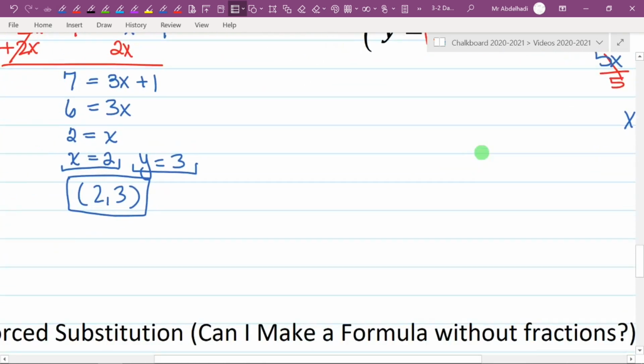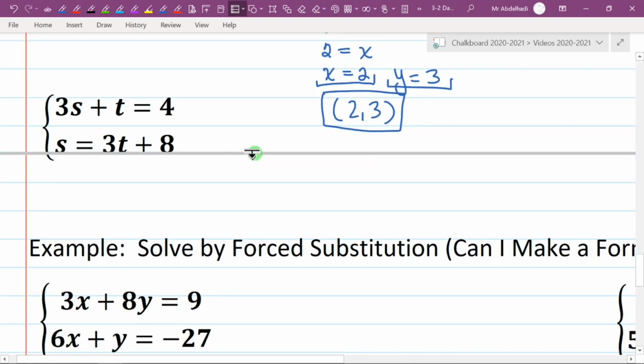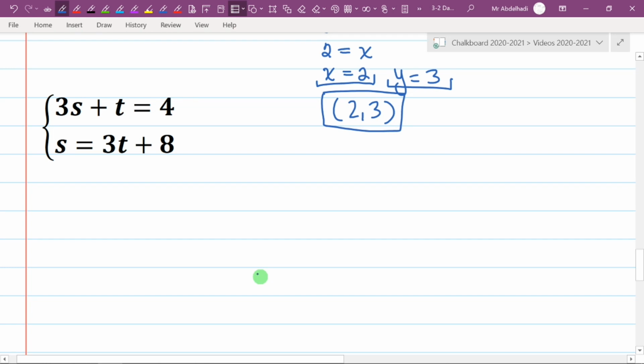All right, one more of these. Hopefully this is coming back to you from Algebra 1. This time I didn't use x and y, I used a different letter scheme. But once again, the strategy is the same. Do I have a formula? Yes, I do. I have a formula for s right here. And the formula for s tells me that this s right here equals what? It equals 3t plus 8.